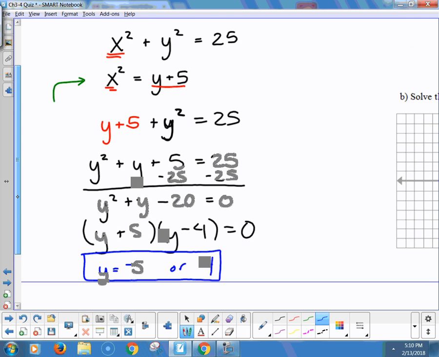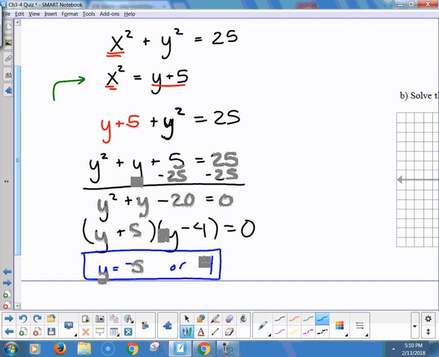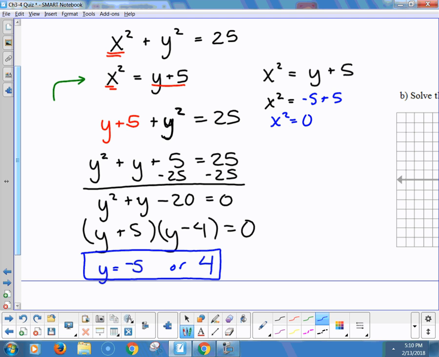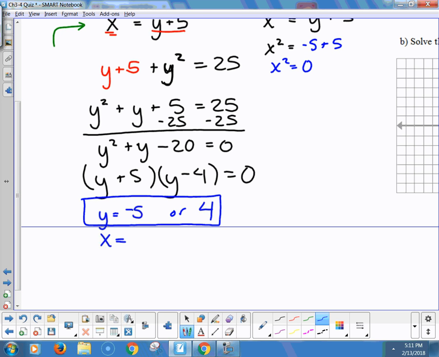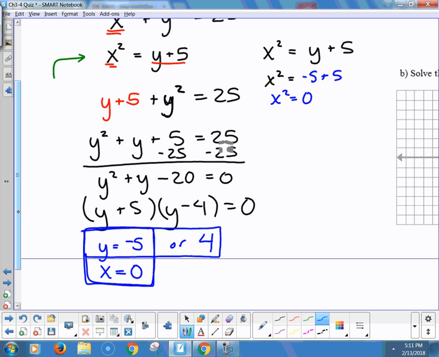So I have these two values for y. Let's go see if we can find some x's. Incidentally, we'll think about this graphically in a second. If y is negative 5, taking a look at this first equation, x squared must equal y plus 5. If y is negative 5, x squared has to equal negative 5 plus 5, or x squared has to equal 0. Well, there's only one value for x that makes that true. When y is negative 5, x must equal 0. So that is one possible solution. Might want to check it in the other equation. We'll do that in a moment.